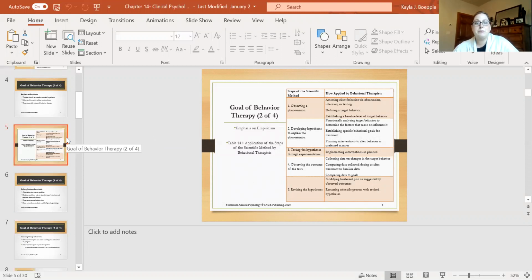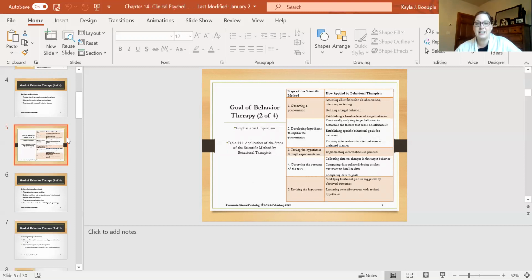Then we'd go back and observe the outcome of the test. So we'd collect data over time. How many outbursts did that student have in class that week after we started implementing that behavior? How often did they have that behavior within a month's time? We would then compare the data during the treatment versus that baseline data, and we would compare it to the goals. Are we meeting the goals where we want to, or do we need to adjust our behavior?